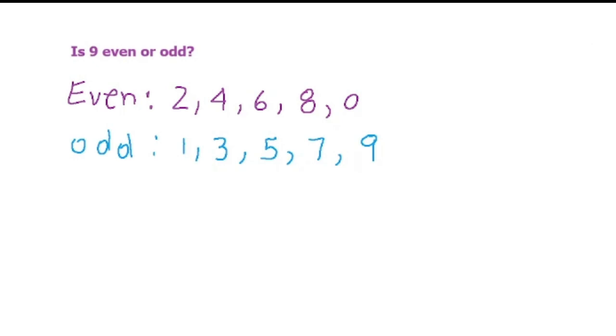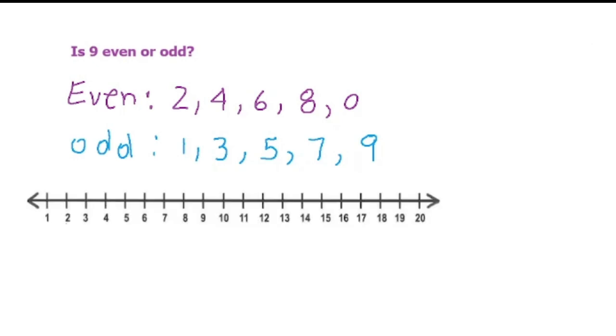Then if you take a look at the number line, let's highlight all the odd numbers in blue. So 1, 3, 5, 7, 9, 1, 3, 5, 7, 9. So all the ones that end in those numbers are odd.